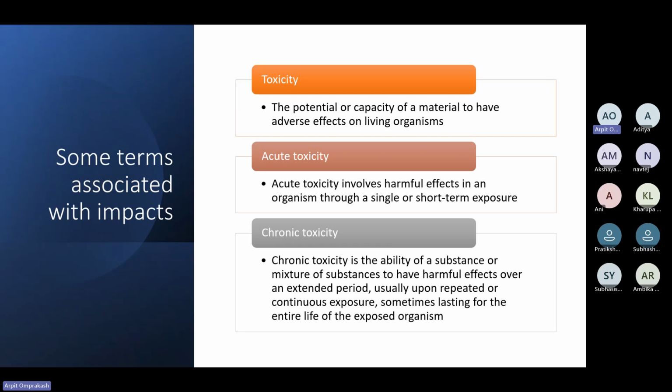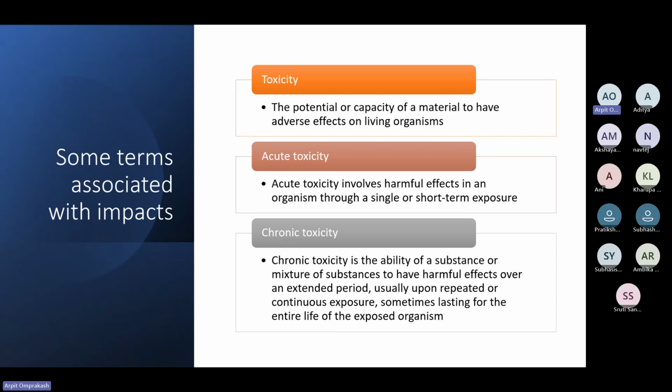Whereas chronic toxicity happens over a much more extended period of time and usually involves repeated or continuous exposure. So, for example, pollutants that might be present in the air might be causing a lot of respiratory diseases. But these diseases don't develop in a day or two; due to continuous exposure to the same pollutant over and over again, these diseases slowly evolve.